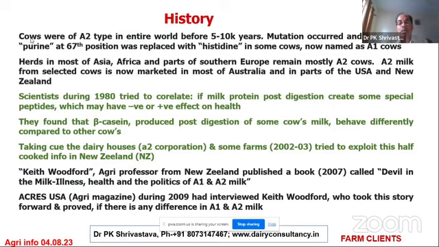The book's name was Devil in the Milk: Illness, Health, and the Politics of A1 and A2 Milk. By 2003 itself, New Zealand was very disturbed, and the disturbance created so much havoc in the country, because the Fonterra company, which had more than 20% of New Zealand's exports, got destabilized. And they started thinking about what is happening and what the reply should be.